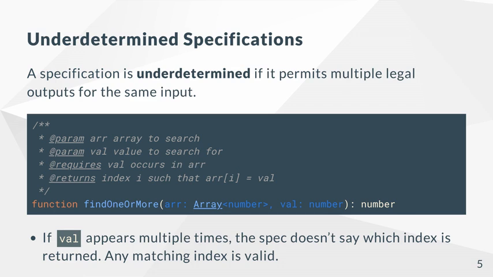In contrast, an underdetermined specification permits multiple legal outputs for the same input. Take the find one or more example. If the precondition is just that the value occurs at least once, and the effect is simply to return an index where the value is found, the spec is underdetermined. If the value appears 3 times, returning any of those 3 indices is considered a correct implementation.